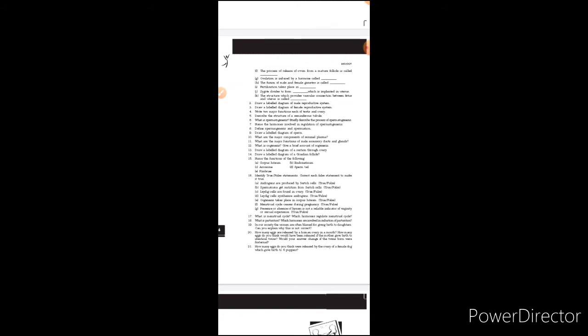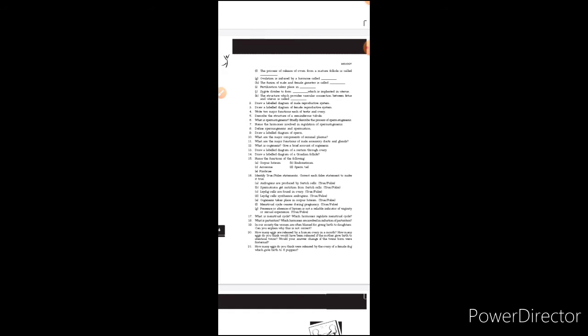Okay, inside you have to draw the structure. Question number six, what is spermatogenesis? And you have to briefly describe the process of spermatogenesis. Question number seven, you have to name the hormones involved in regulation of spermatogenesis. Question number eight, you have to define spermiogenesis and spermiation.